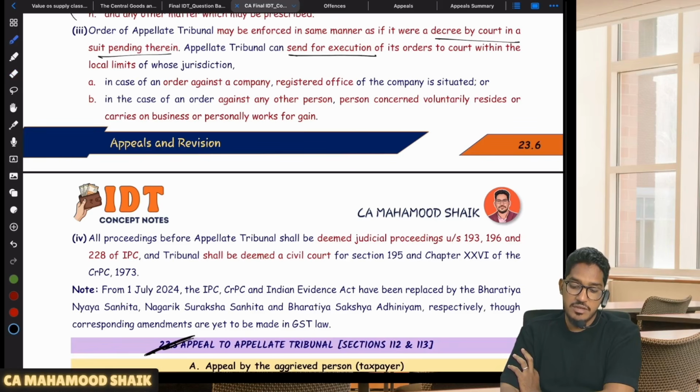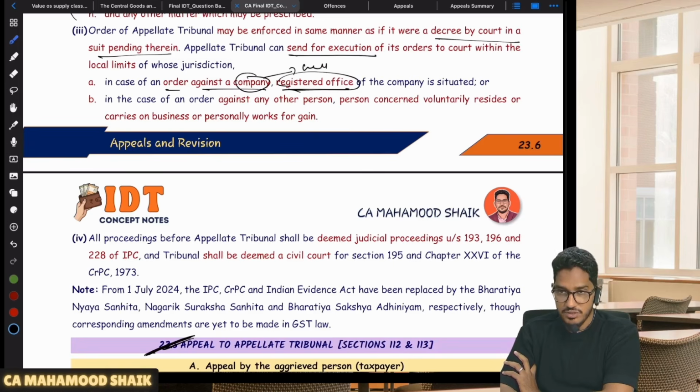The appellate tribunal can send its order for execution to a court within the local limits. Once they have decided the order, for its execution they can send it to the local court also. In case an order is against a company, it goes to the court where the registered office of the company is situated. If the GSTT is passing an order against a company, they can send that order to the court where the registered office of the company is situated.